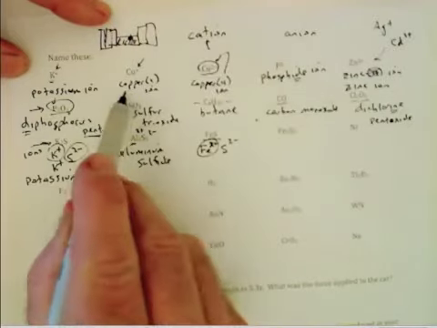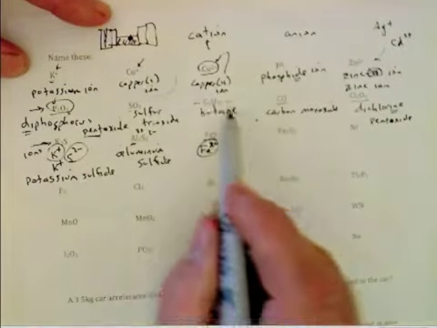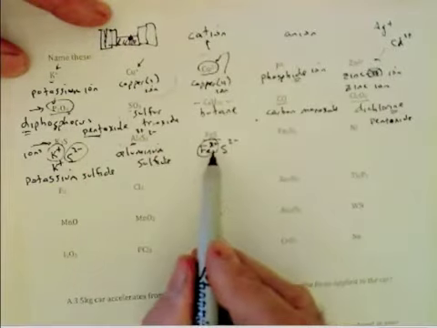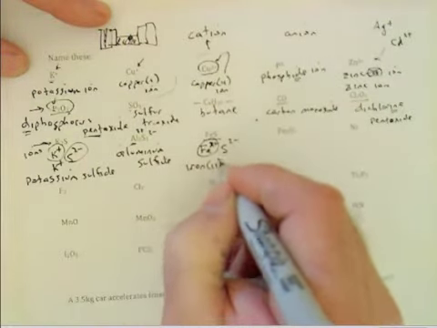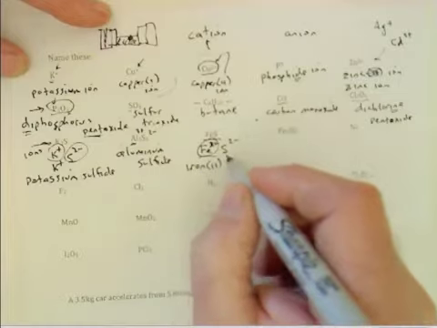Well, just like when we named copper ion up here, or copper 2 ion, that has a charge of plus 2, so that is iron 2 is the first guy, and the second guy is sulfide.